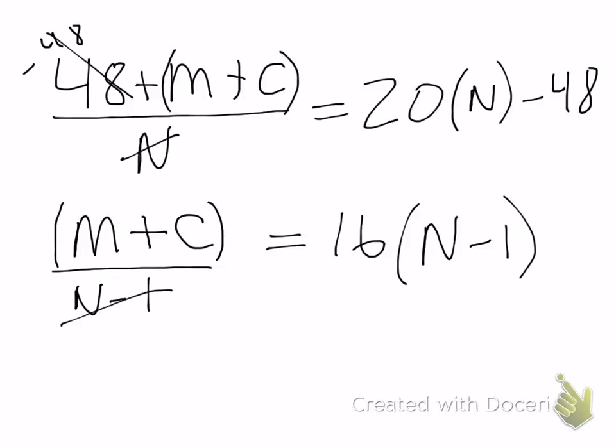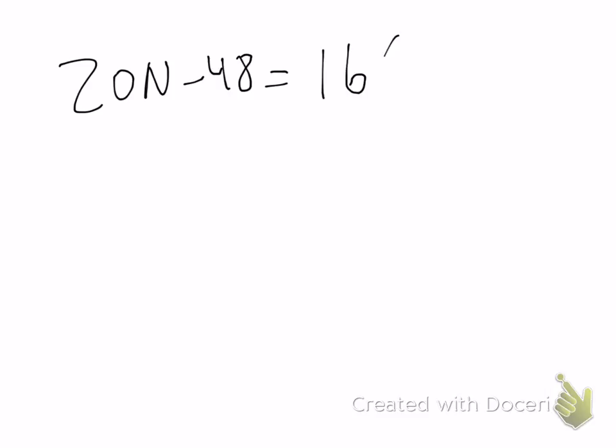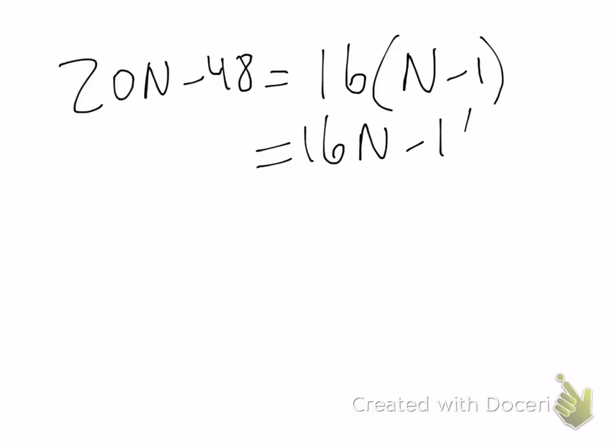So because they both equal the same expression, M plus C, we can set these two equal to each other. So 20N minus 48 is equal to 16 times N minus 1. If we distribute on the right-hand side, we get 16N minus 16, so 20N minus 48 equals 16N minus 16.